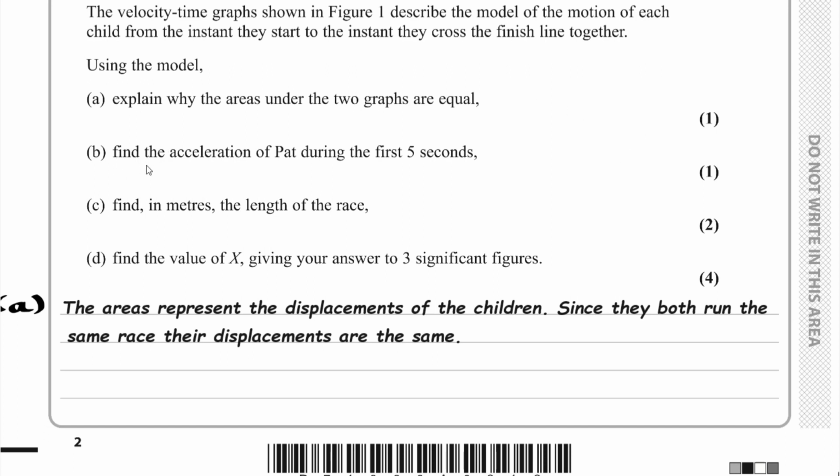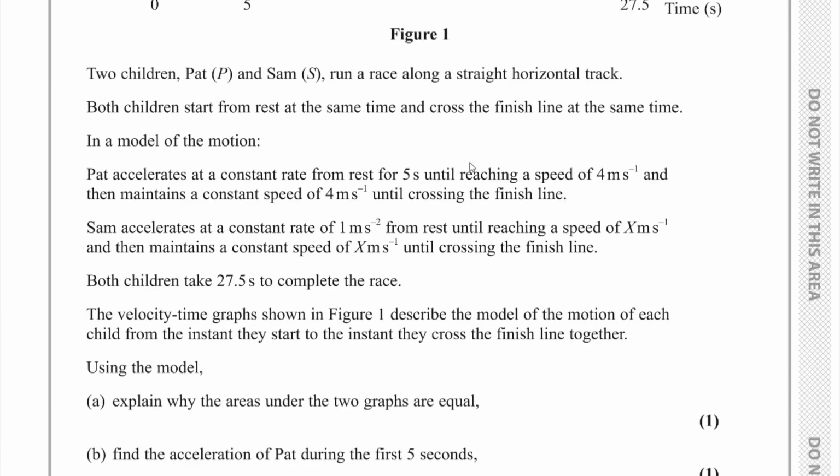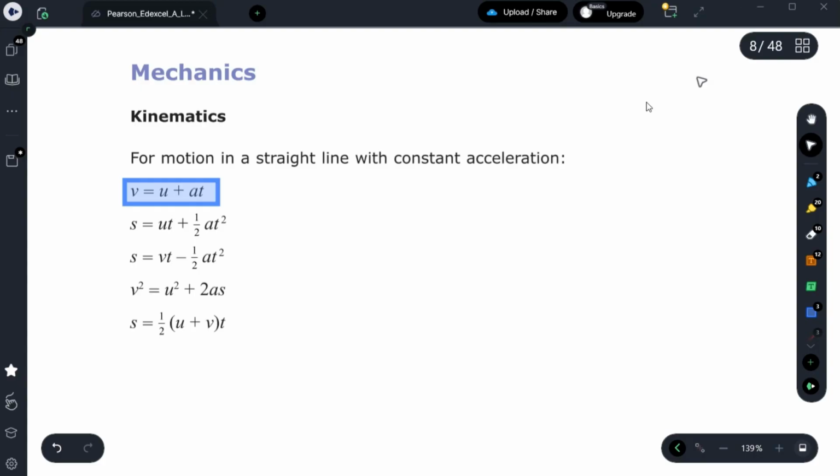Part B, we have to find the acceleration of Pat during the first 5 seconds. If we take a look at the information given for Pat, we see that Pat accelerates at a constant rate from rest for 5 seconds until reaching a speed of 4 meters per second. So, because we have constant acceleration, we have to use the SUVAT formulas.